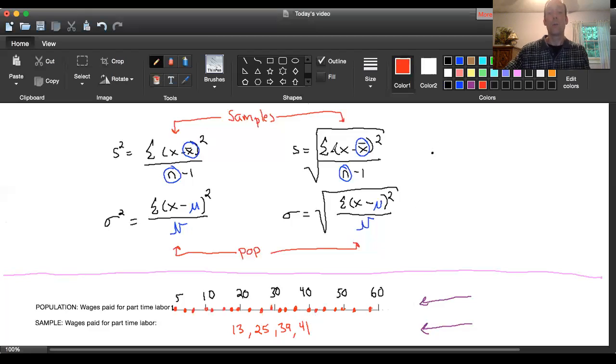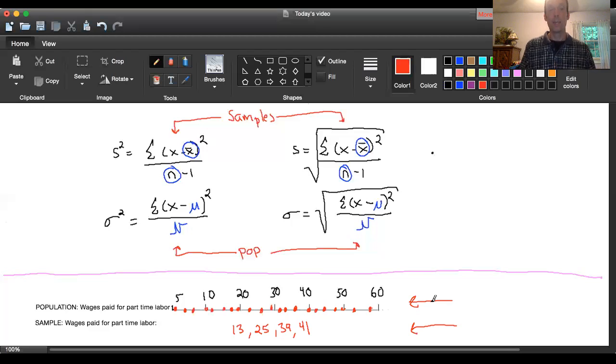And here's what I want you guys to think about. If we look at the data set that's on the top and on the bottom here, that is just what we've written in, all the values in the top going from the red dots from 5 up to 60, all the bottom ones, 13, 25, 39, 41. Which of those data sets has a wider dispersion, the one on the top or the one on the bottom?